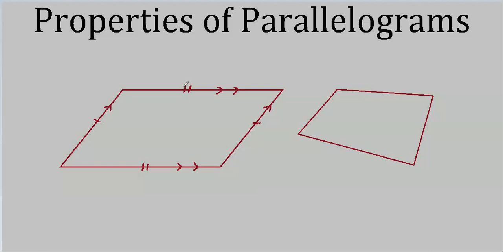Aren't all quadrilaterals parallelograms? Well, no, definitely not. A quadrilateral just has to have four sides, like this one over here. Now this has four sides, but the opposite sides are not congruent, and they sure don't look parallel to me, which makes sense, because if they're not congruent, they can't be parallel.